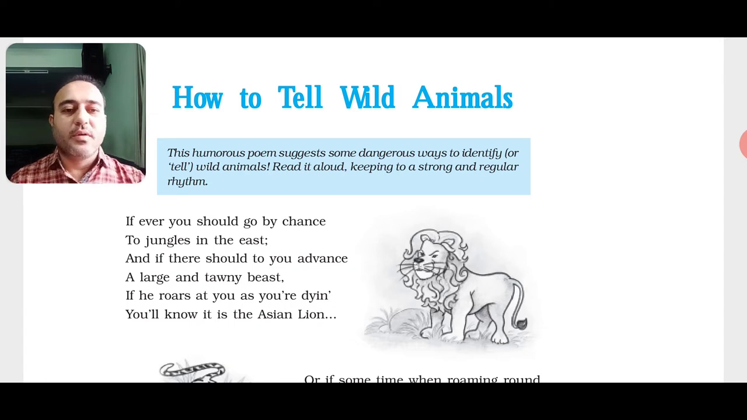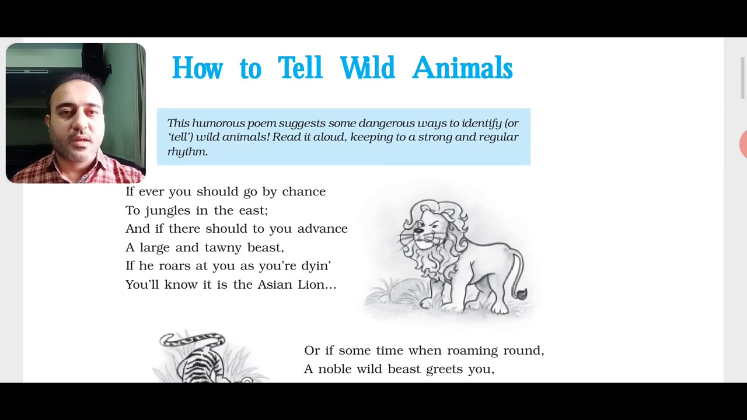Now we'll do one thing, we'll read out the poem line by line to understand it. Okay, yes, so we'll start with the first paragraph. Okay, if ever you go by chance to jungles in the east, and if there should to you advance a large and tawny beast, if he roars at you and you are dying, you will know it is the Asian lion. So I have already told the word Tawny. Tawny means yellowish brown color, right?